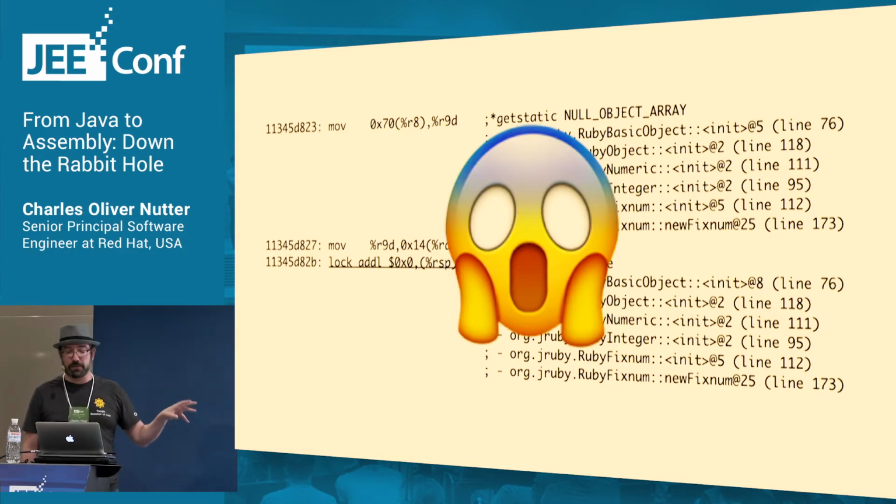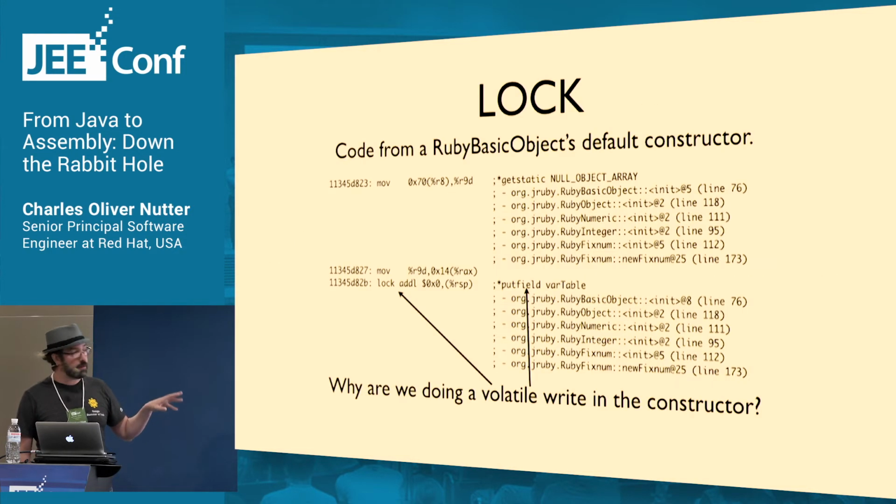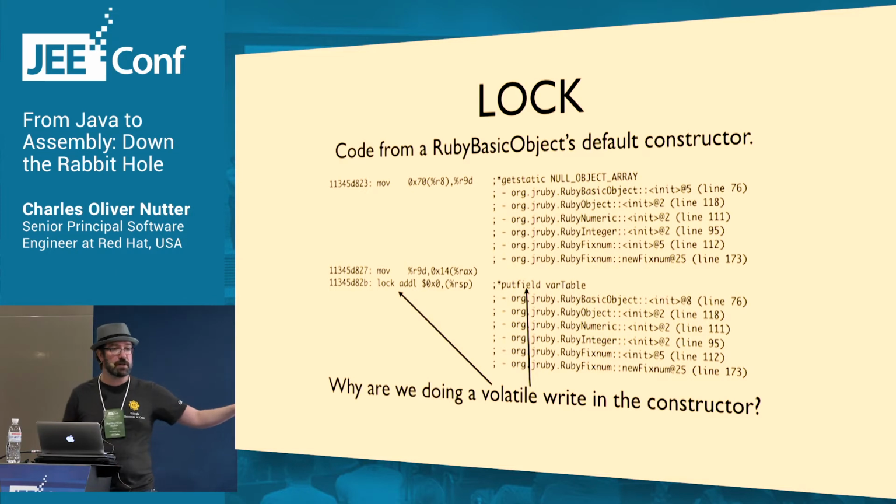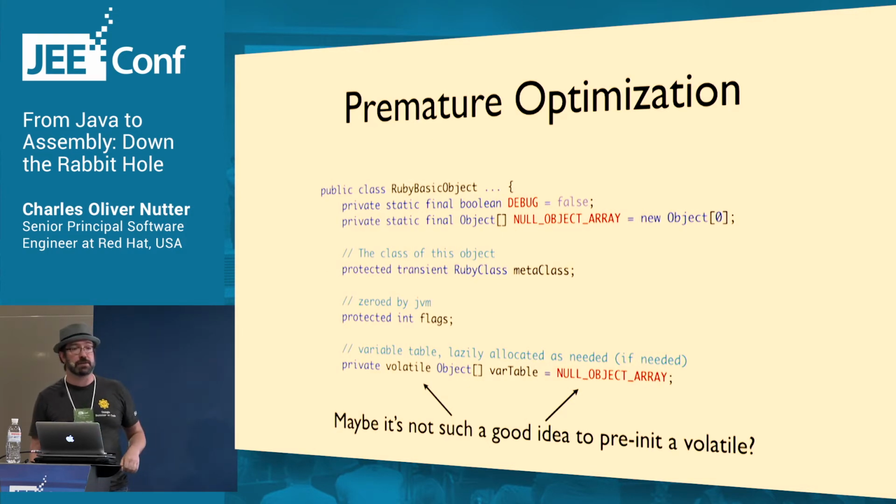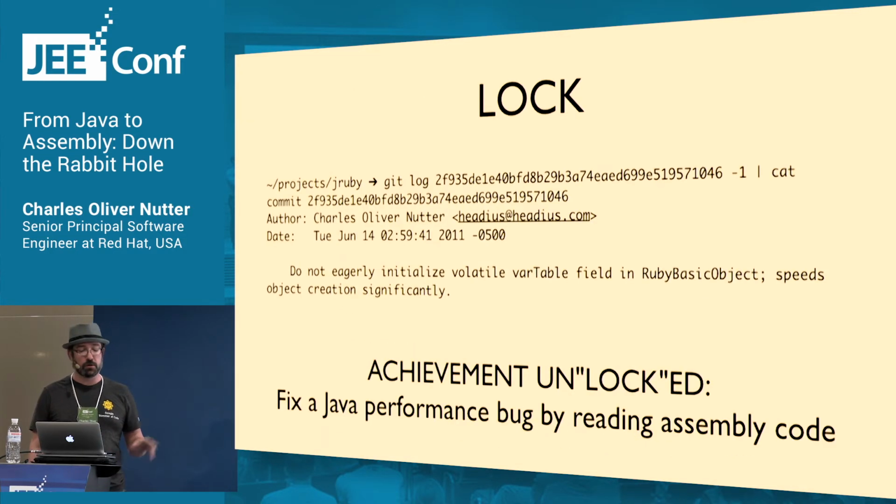And what I realized very quickly was that I was actually doing a volatile write every time the object was being constructed. For every object in the system, which included all numeric values as well, this maybe was not such a good idea to do. You may have seen this pattern in your code. So in my case, I wanted to avoid the null check every time. So I initialized the variable table early. Well, that was not such a good idea. Doing a volatile write every time slowed down the entire performance of the system and destroyed any gains I would have gotten from avoiding the null check. So achievement unlocked here. I fixed a performance bug in JRuby by looking at assembly code.